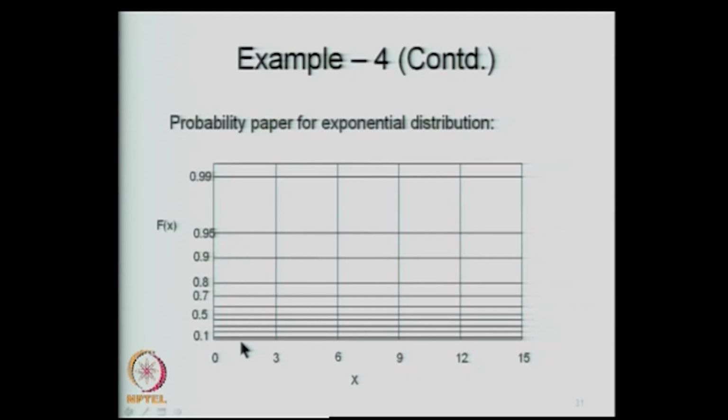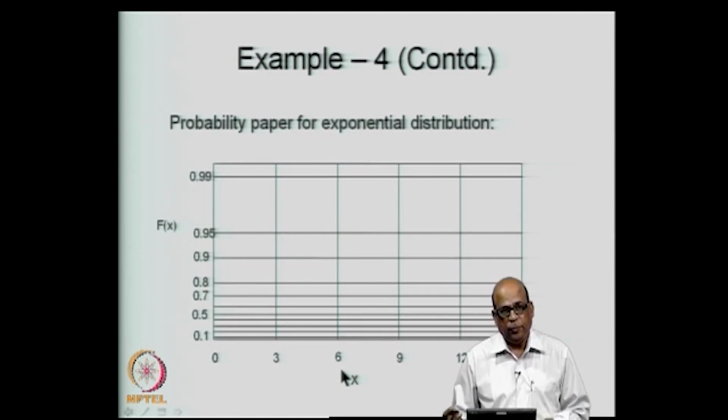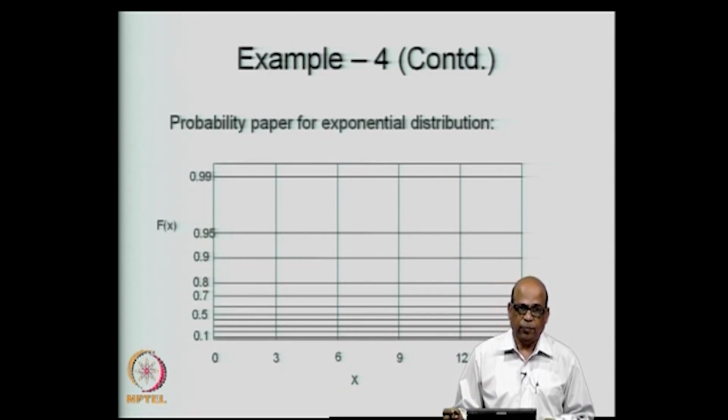Now, a question arises. We did this example for a given value of lambda, namely lambda is equal to 1 by 3. Remember, this x axis is still arithmetic scale, all that has changed is only the y axis. If we change lambda, can we use the same probability paper? In the case of exponential distribution, yes, you can still use the same probability paper that you have constructed.